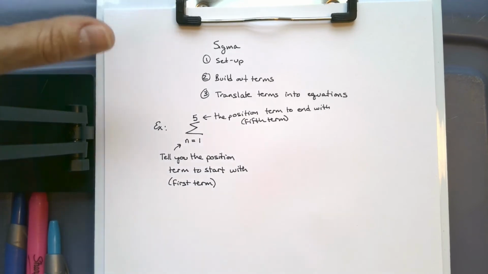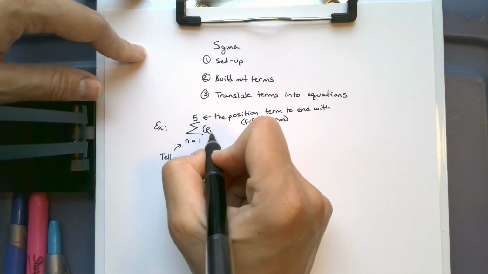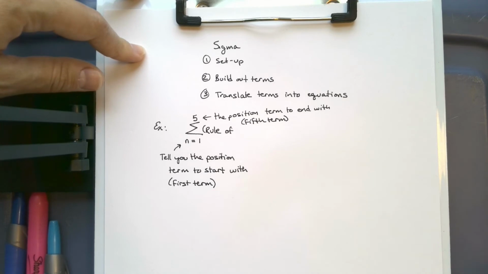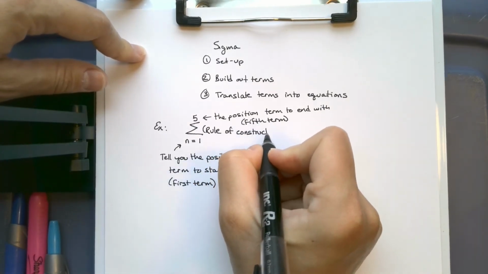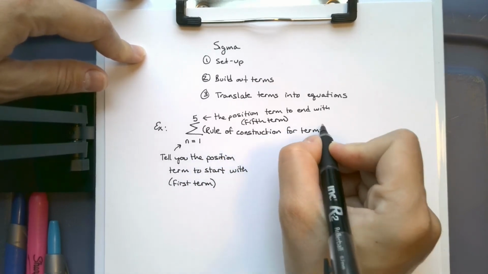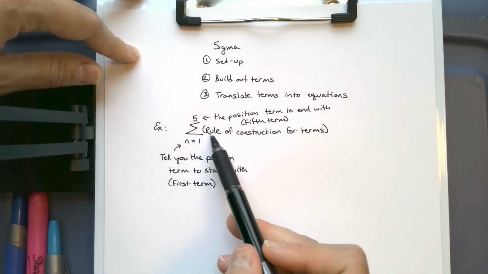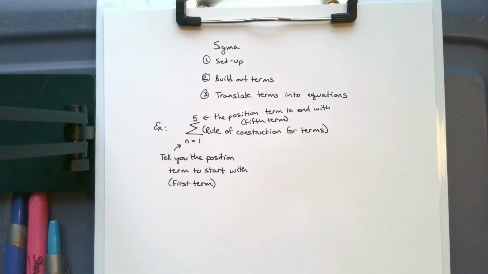And then finally, the last piece that we need to understand sigma is a rule. And that rule is going to tell you how to build or how to create these terms. So a rule of construction, that's what I'm going to call this, for terms. And I put parentheses around it, that way we know that where the parentheses open, that is the entire rule, and where the parentheses close, that's the end of the rule. Sometimes these rules can get a little lengthy, so the parentheses will help us to know what the rule is.